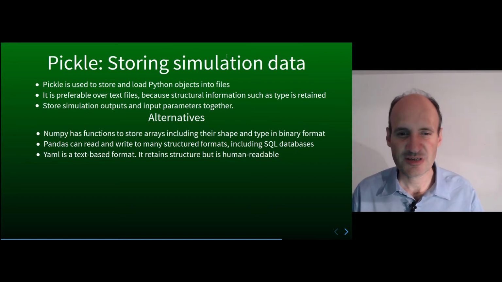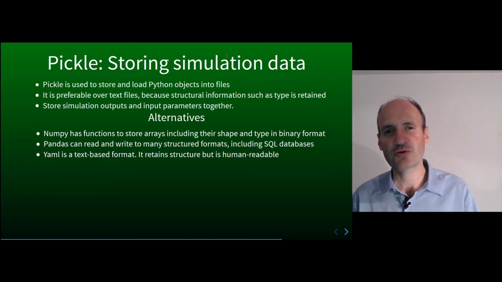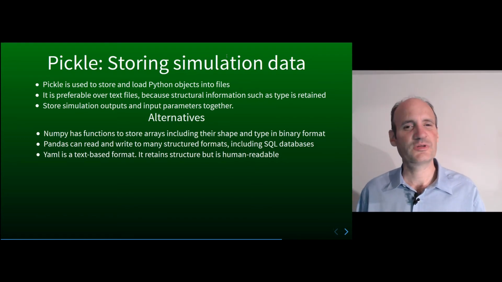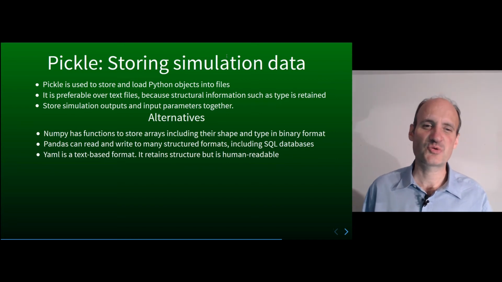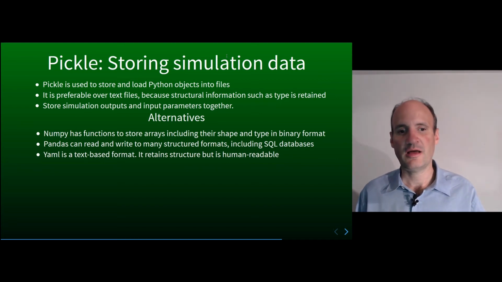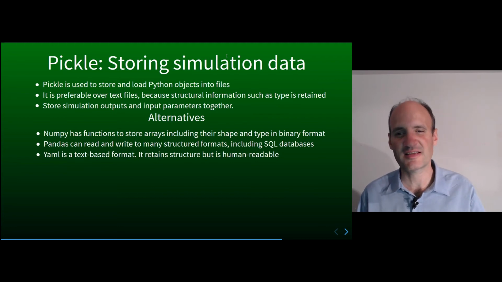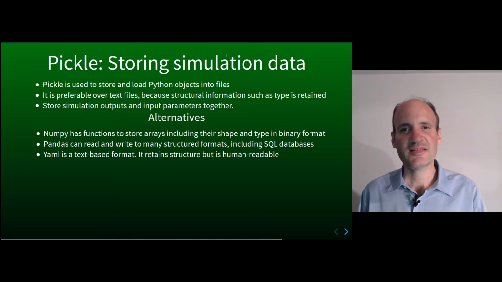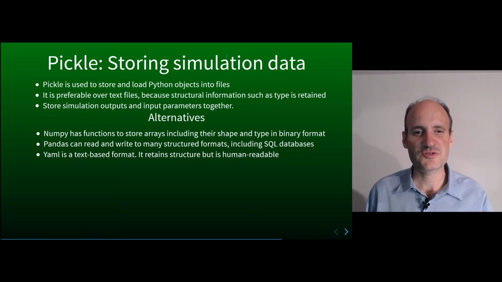Although I'm showing you Pickle in action now in the simulation script, let me also mention some alternatives that people use. First, the Numpy library has its own data format, so it can store arrays including shapes and data types. People use that in particular if they have to store huge arrays, which works very well. So even hundreds of megabyte sized arrays can be stored this way. Then there's the Pandas library, which is a data analysis library for Python, which we'll take a look at later. It can read and write all kinds of structured formats.